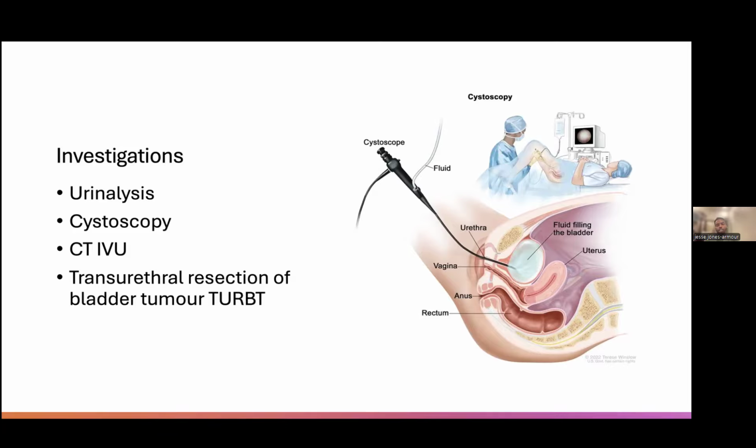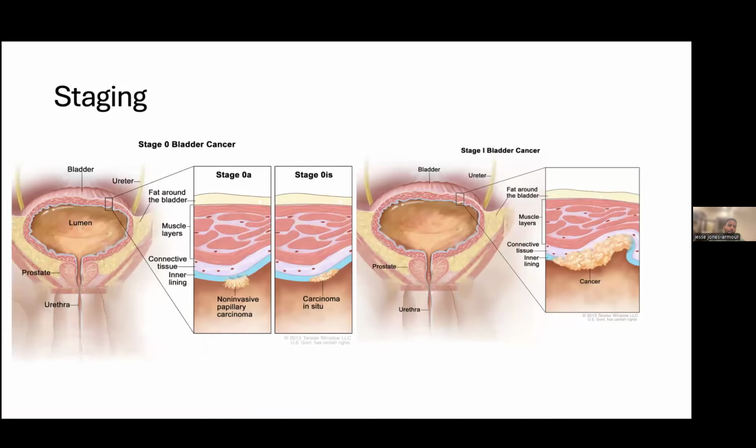You could actually do it similar to a TURP almost, where you resect. If it's a small tumor, you can resect all of it, or you could take some for histological diagnosis. Now, it's staged differently. So you have stage 0, which is your carcinoma in situ. This one has not invaded the lamina propria at all.